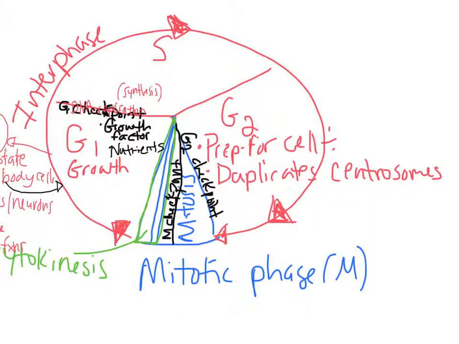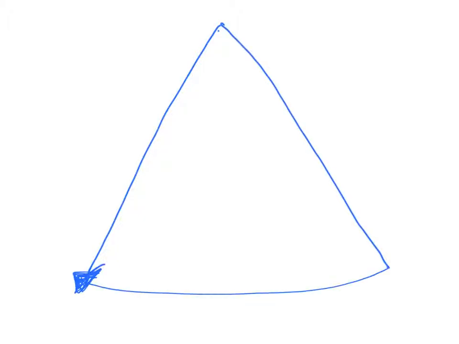So now let's look at a zoomed-in picture of the mitotic phase. Alright, from our last picture, here's our mitotic phase, and we're just going to make it bigger. Remember, this is going from right to left because of the pie we drew on the last page. Remember, this is our cell cycle.